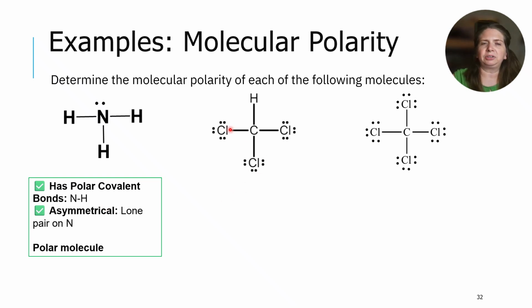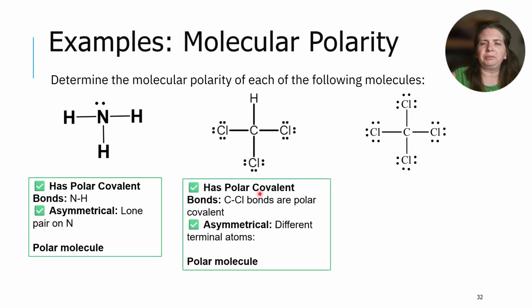Next, consider trichloromethane, CHCl3. The carbon-chlorine bonds are polar covalent, and the molecule is asymmetrical because not all terminal atoms are the same. Trichloromethane is also a polar molecule.